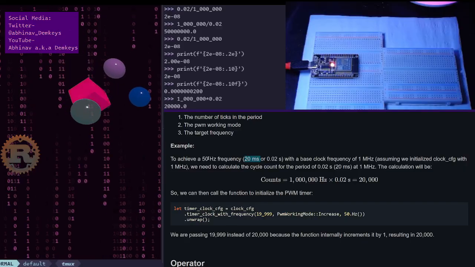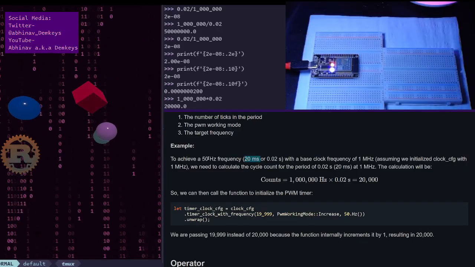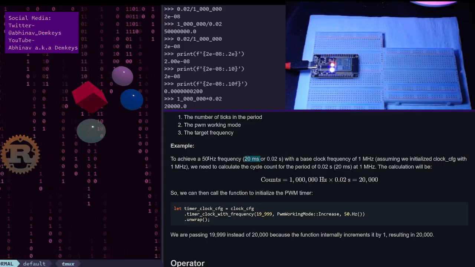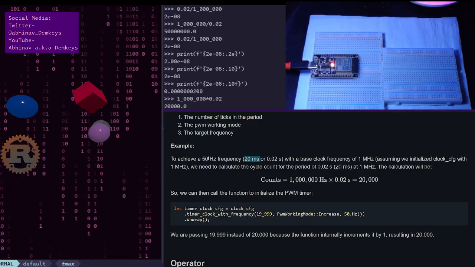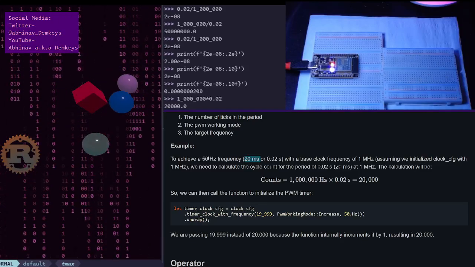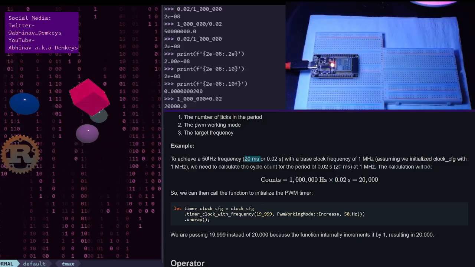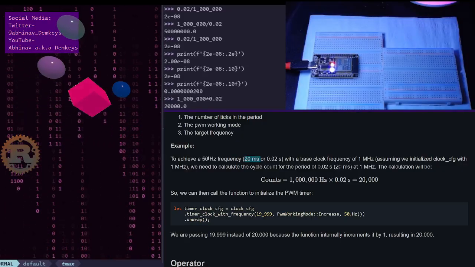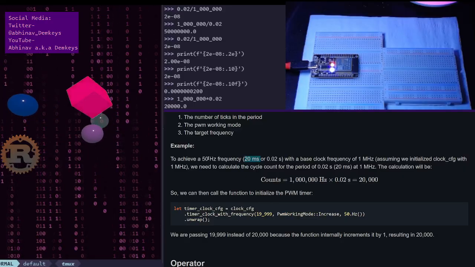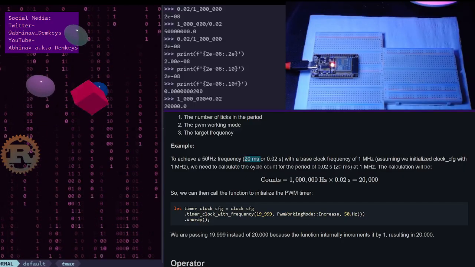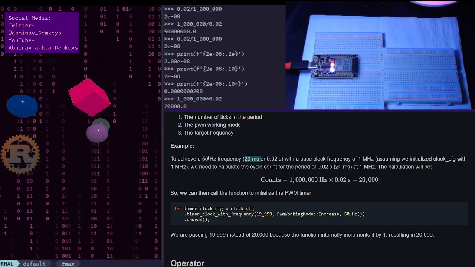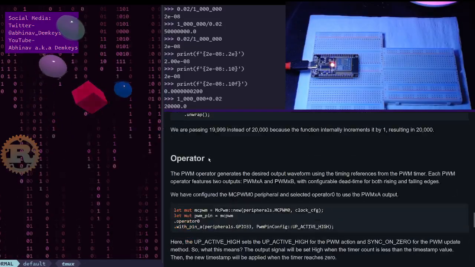Cycle count. No, not second. We need to calculate the cycle count for the period of so and so. Okay, yeah. So the cycle count, the number of cycles in one. Yeah, we need to calculate the cycle count for the period of so and so. Okay, so we're calculating how many cycles are going to be within one period, which is not 1 second, it's 0.02 seconds. I very heavily confused this entire thing.